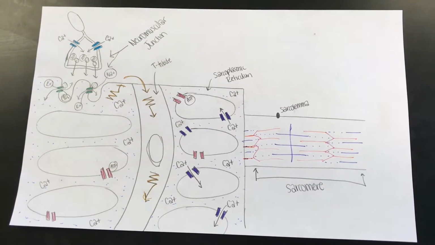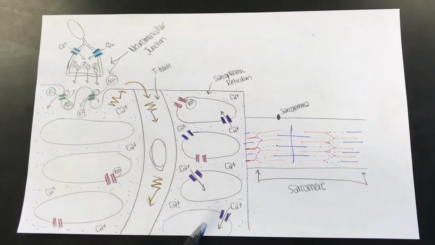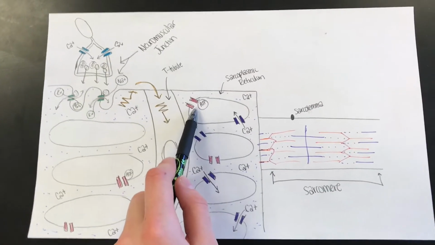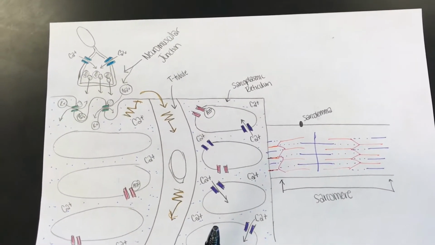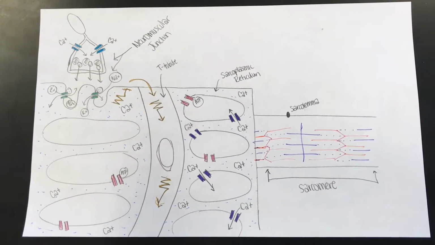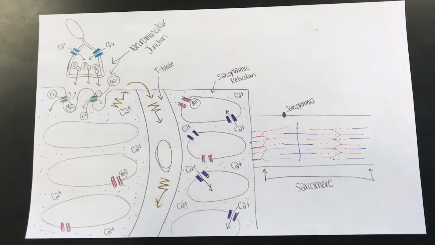ATP is needed to pump calcium back via active transport into the sarcoplasmic reticulum when the muscle contraction is ending. ATP is needed for the vesicles to release acetylcholine into the synaptic cleft. Without ATP, the acetylcholine would not be released into the synaptic cleft, so muscle contraction would not occur.